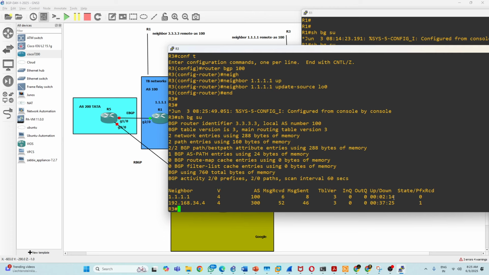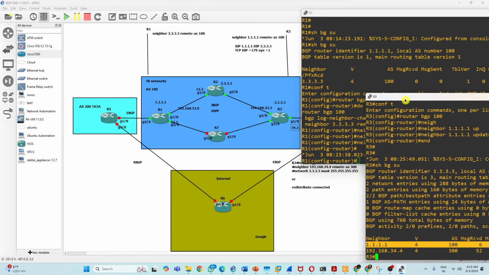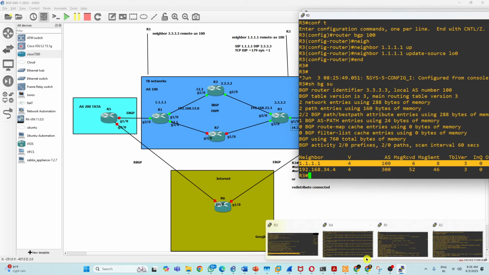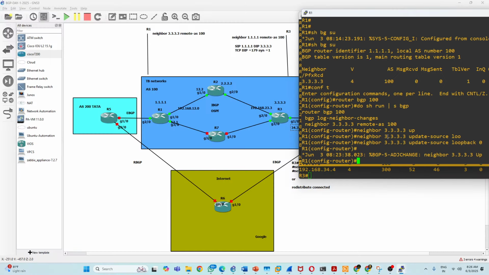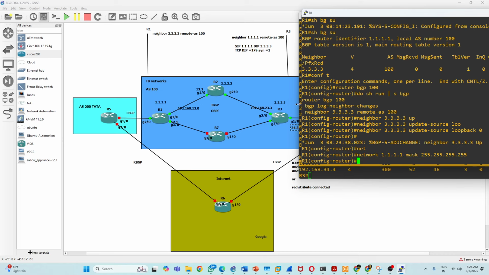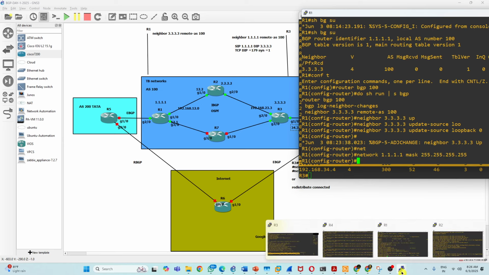Now it's established, right? Indirect neighborship. It just establishes a neighbor, but you did not advertise any network on R1. So if you want to advertise a network, you give network 1.1.1.1 and the mask 255.255.255.255. That's it. Now on R3 you will receive this 1.1.1.1.